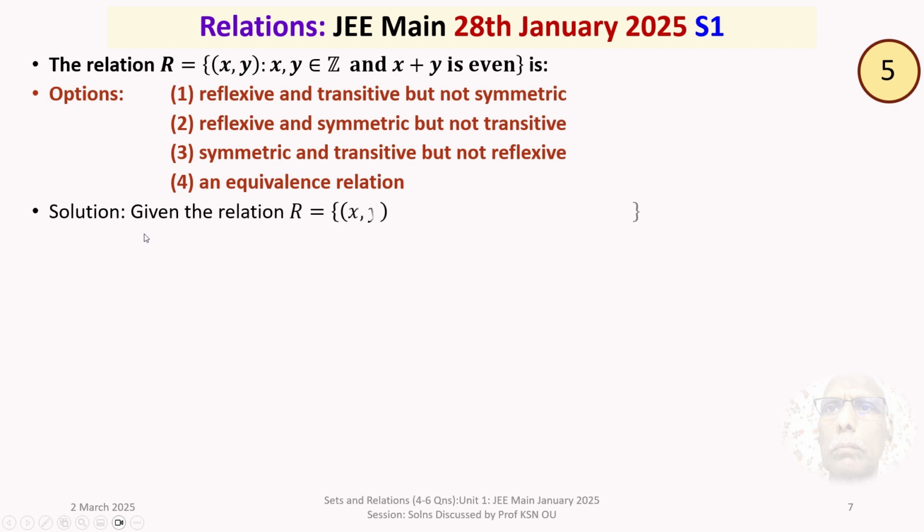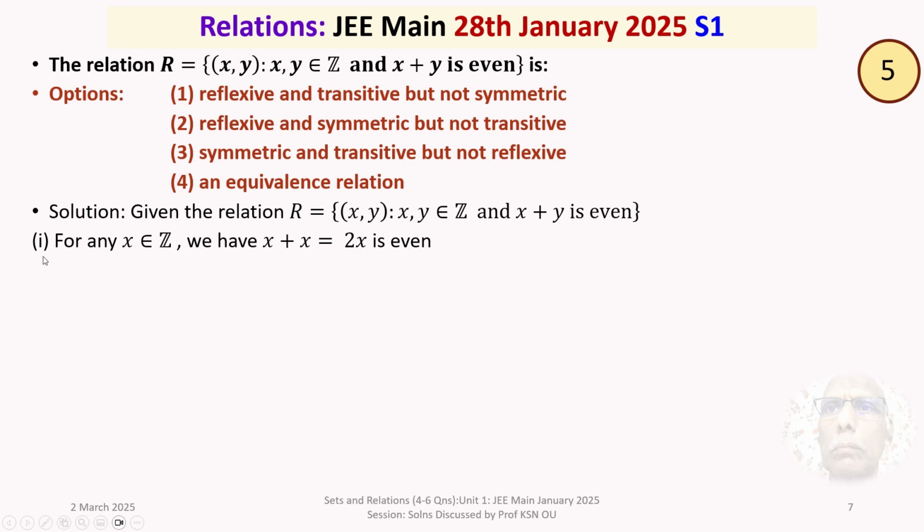Now let's discuss the solution of the problem in detail. We are given the relation R is the set of all ordered pairs x comma y, where x and y belong to the set of integers Z, and x plus y is even. Let us check the properties. 1. For any x belongs to Z, for any integer x, x plus x is 2x, which is even. Whatever may be the x, 2x will be even.